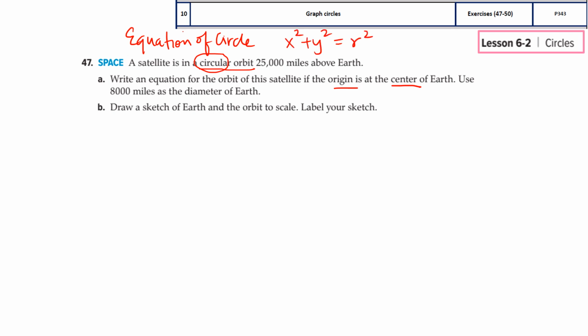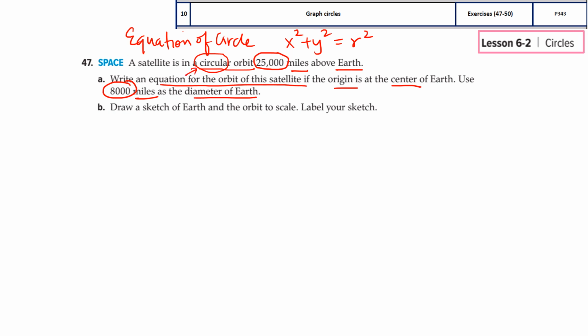Perfect. Now the circular orbit is 25,000 miles above the earth. And there is also one more important information given, that 8,000 miles is the diameter of the earth. Now what you need to find? You need to find the equation of the orbit of the satellite. That means you need to find the equation of this circular orbit.